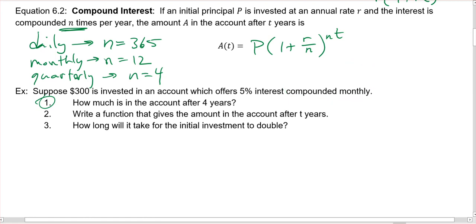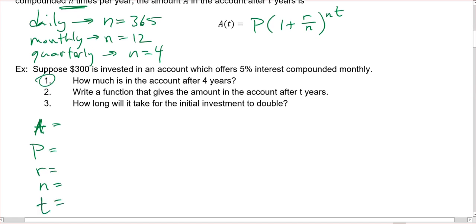Okay, so really we just need to identify what the values of these variables are, right? So A, P, R, n, and t. And then we're just going to plug them in there and find the missing thing. So for part 1, how much is in the account after 4 years? That's the number that we want to know. We don't know what that number is. That's what we're looking for.